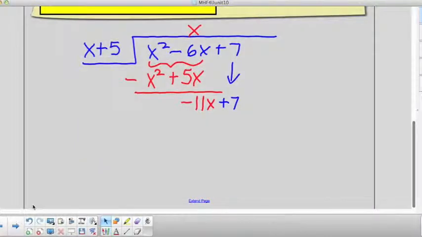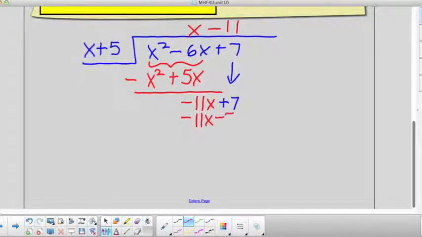So x plus 5 can go into negative 11x plus 7. If I say negative 11 times, I have negative 11x minus 55. So it's not an exact value. I have a remainder for this particular question, but that's okay.